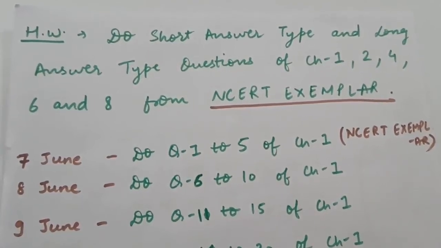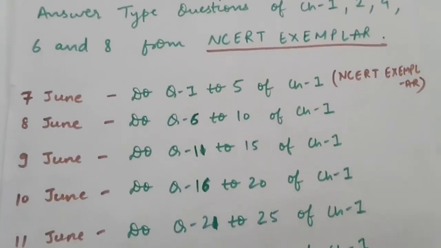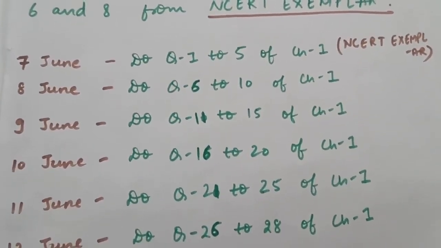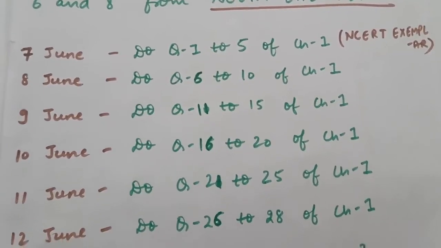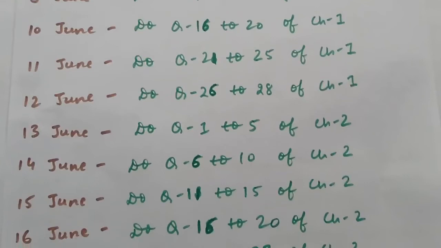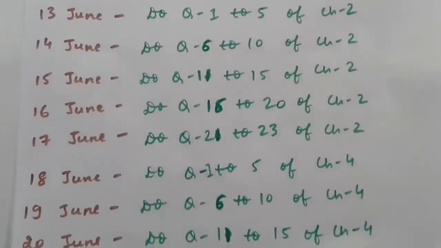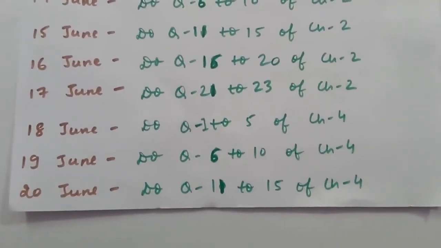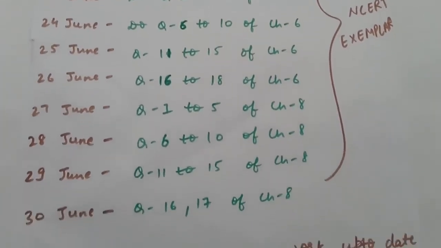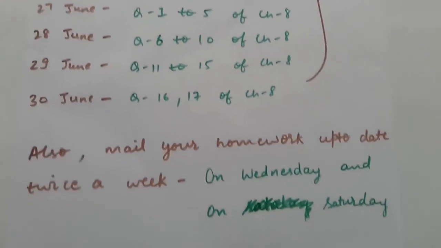Okay, so I have divided this homework according to the days. So you can see, like on 7th June you have to do questions 1 to 5 of chapter 1 from NCERT exemplar, and similarly like this. So you have to do all these questions from NCERT exemplar.